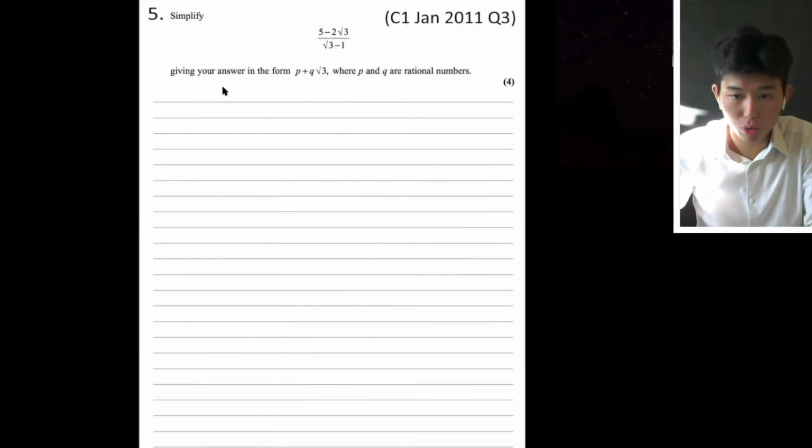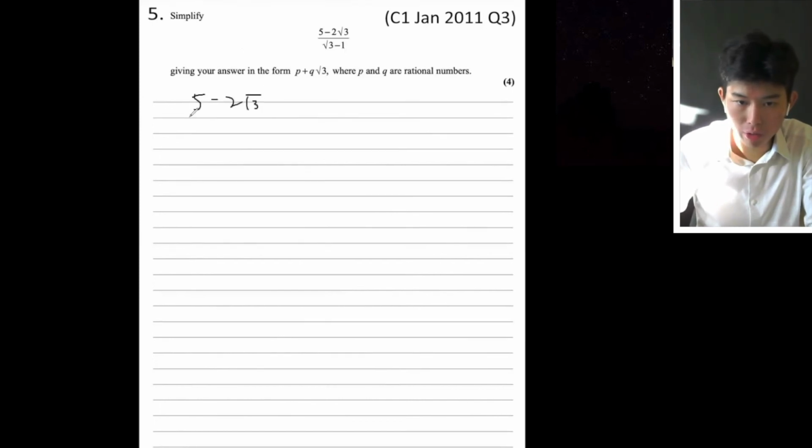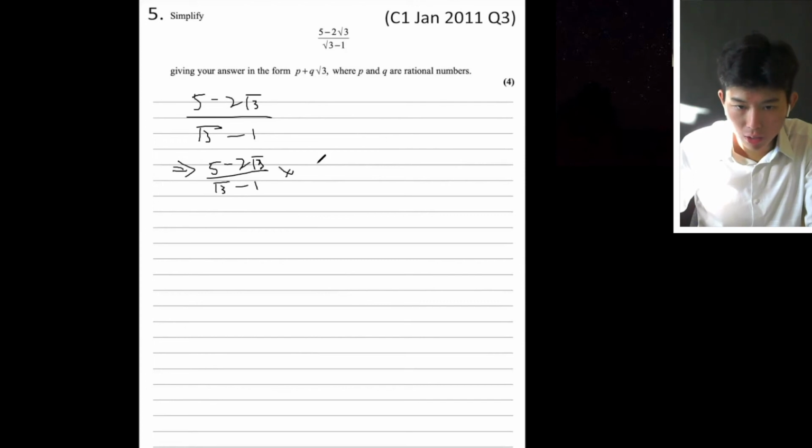Okay, let's do 2 more questions and we're done, okay? So first thing we have to do, 5 minus 2 root 3 over root 3 minus 1. First thing we have to do is to times the denominator and the numerator with 5 minus 2 root 3 over root 3 minus 1 times the whole thing with root 3 plus 1 over root 3 plus 1.